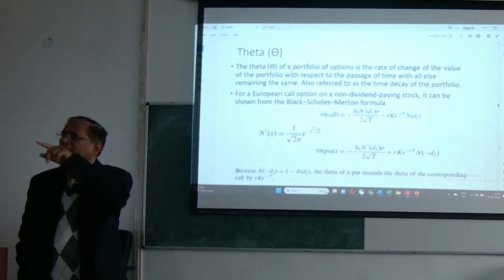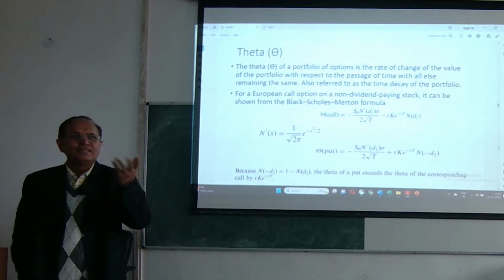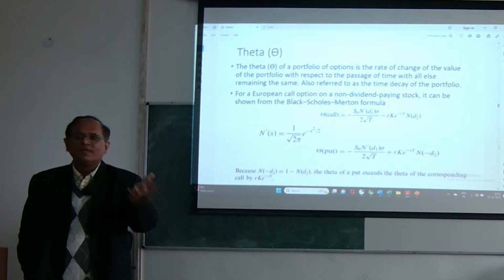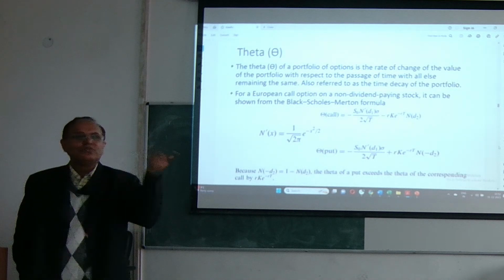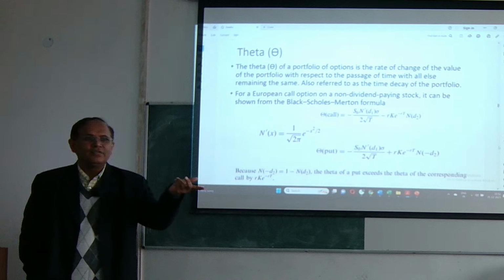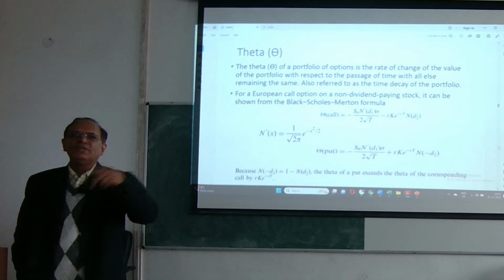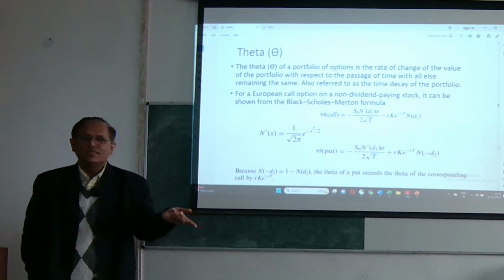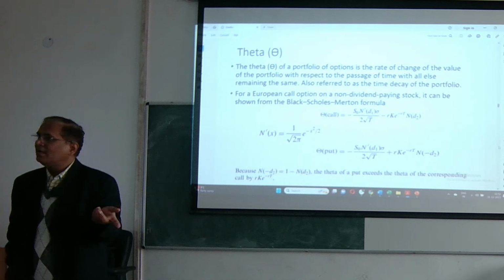Delta is the rate of change with respect to the underlying price. Gamma is the change of delta itself. How much change in delta is there? V for vega, change in volatility. V for volatility, V for vega. T for time, T for theta. That's the way to remember. So theta is actually measuring it.